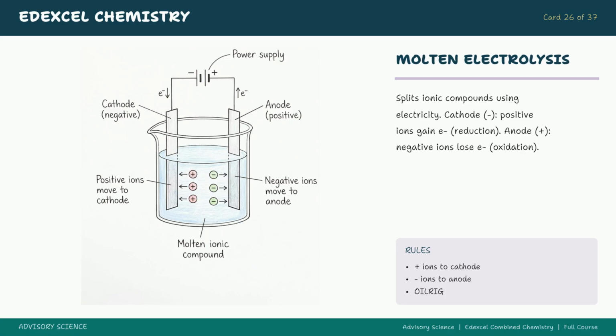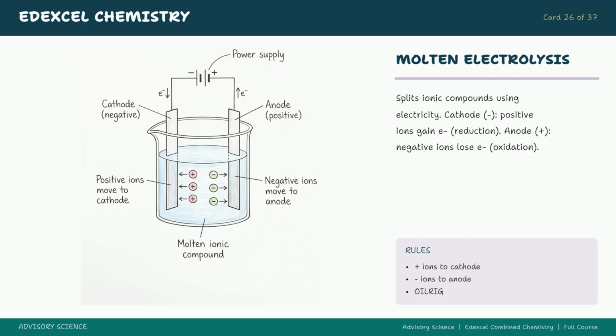Electrolysis of molten compounds. Electrolysis splits an ionic compound, either molten or dissolved in water, and uses electricity. Positive ions move to the cathode, which is the negative electrode, and gain electrons. Sorry, cat lovers, but sometimes cats can be a bit negative, and that's how I remember that the negative electrode is called the cathode.